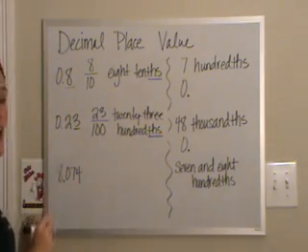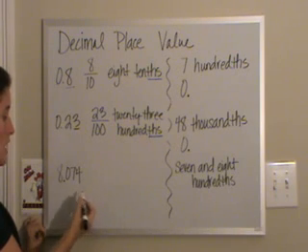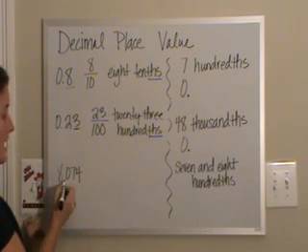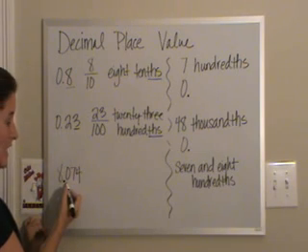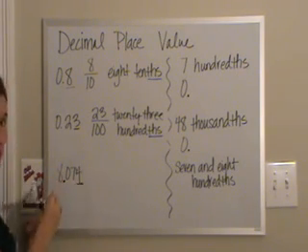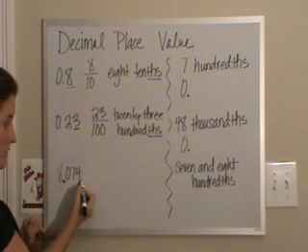This last one is not a number less than 1. It's a whole number with part of another number. We're not yet to 9, but we're more than 8. When we say a decimal, we say and. This would be 8 and 74, and because the 4 is in the thousandths place, it's 8 and 74 thousandths.